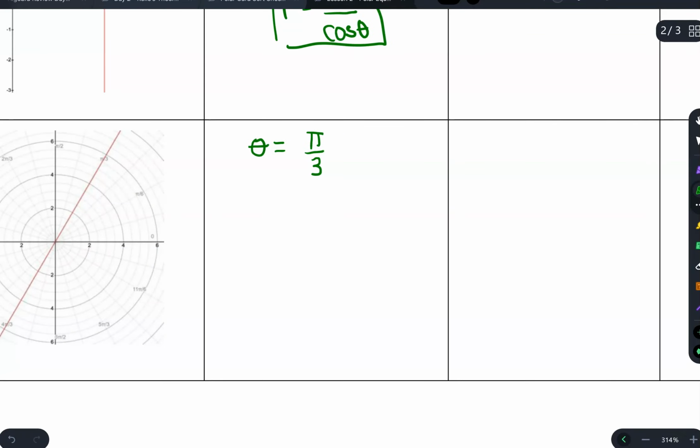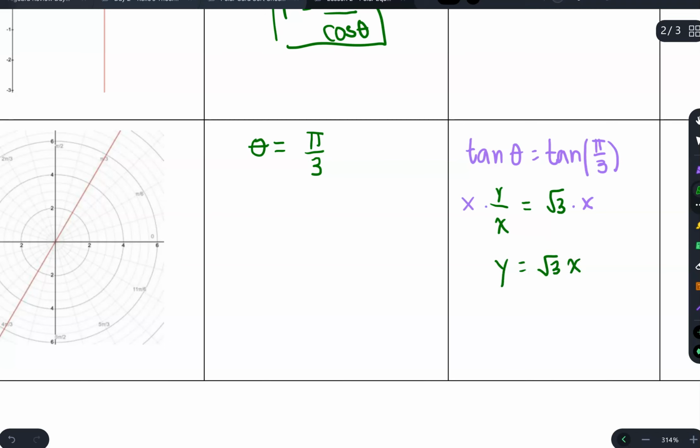So what can I do to both sides to find a rectangular equation? I'm going to take the tangent of both sides. Tangent of theta, remember, is y over x. Tangent of pi over 3 is just going to be square root of 3. Multiply both sides by x here. So my equation is going to be y equals square root of 3 times x. Good.